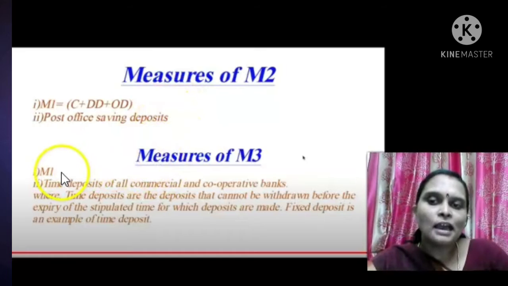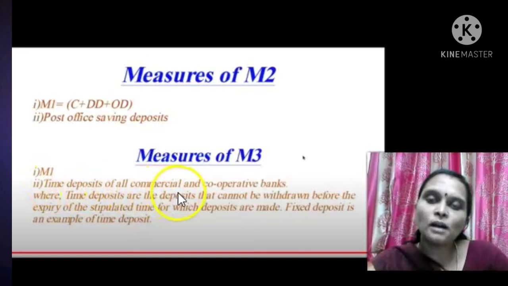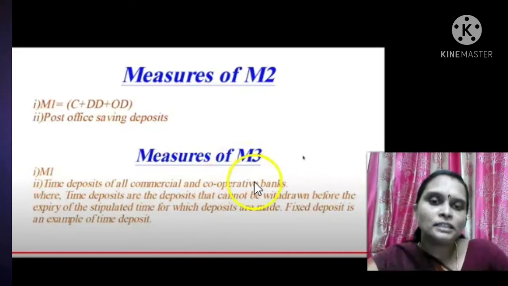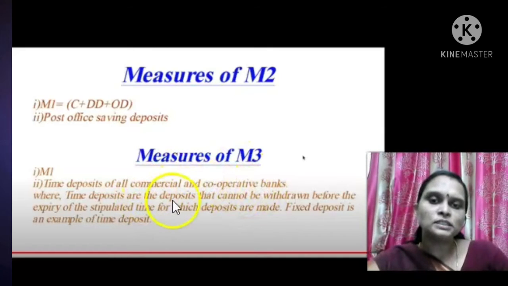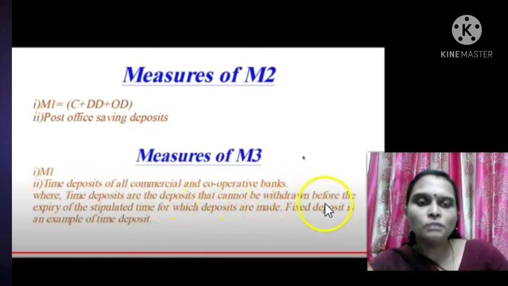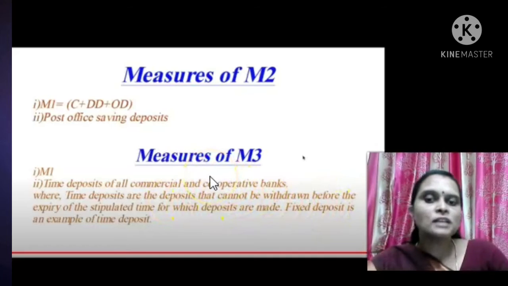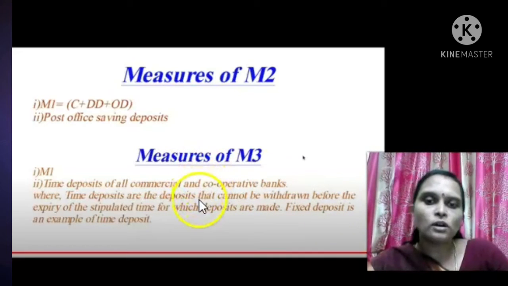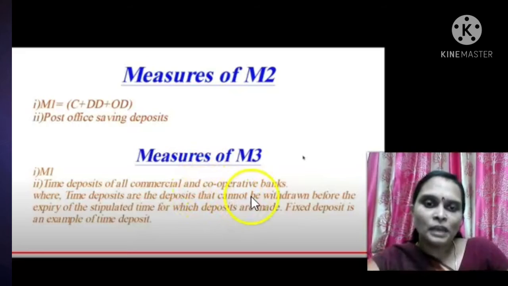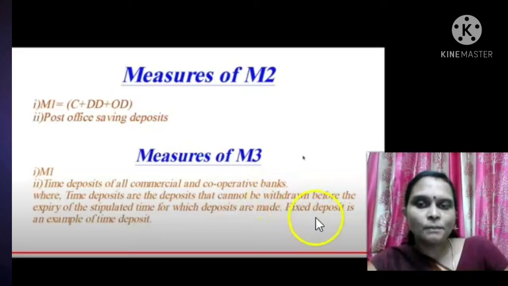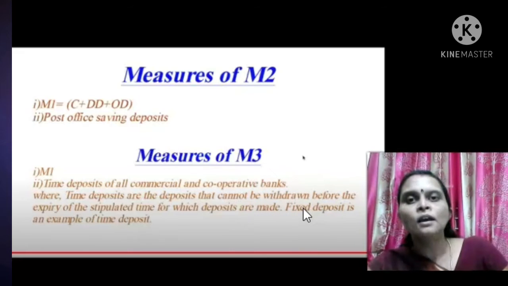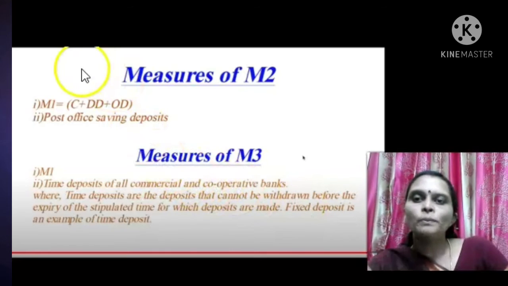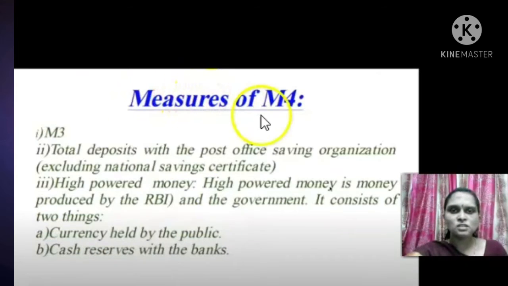Next is M3. M3 is the same as the previous one. M1 is already included, plus time deposits of all commercial banks and cooperative banks. Time deposits are the deposits that cannot be withdrawn before the expiry of a stipulated time for which the deposits are made. It is also known as fixed deposits. For example, one example of time deposits is fixed deposits. Hope you understood. So next measure is M4.